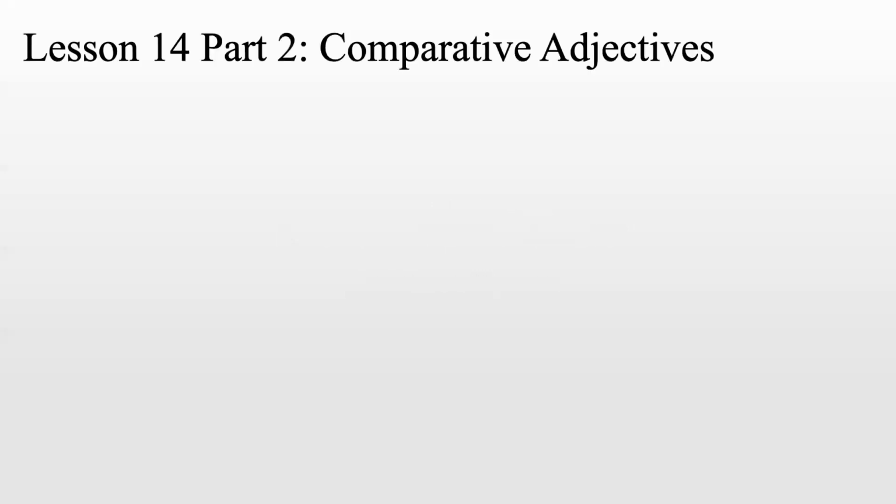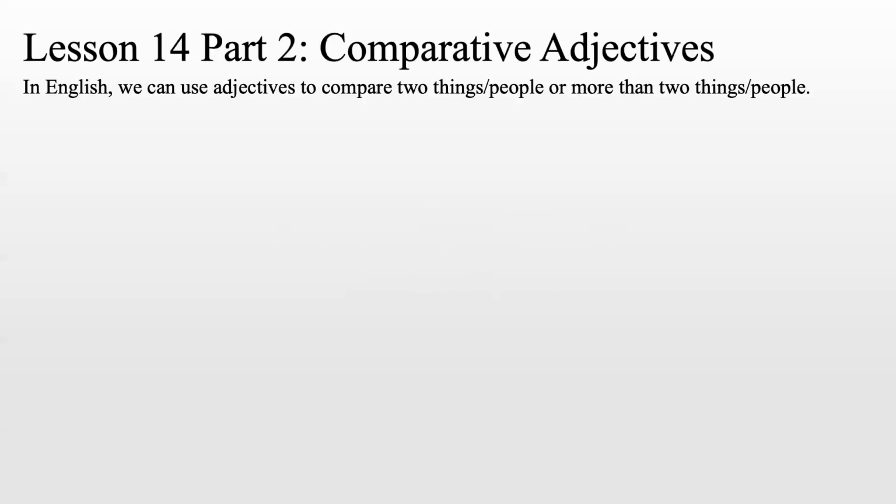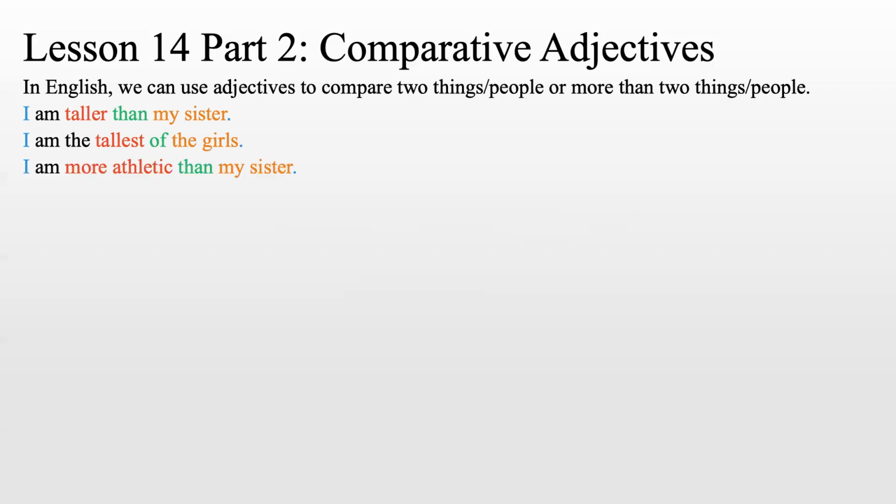If you stop and you take a good look at it, you'll understand exactly what is happening. All right, in English, we use adjectives to compare two things or people, or more than two things or people. Hopefully you're familiar with that part at least already. So I am taller than my sister, or I am the tallest of the girls. I am more athletic than my sister. I am the most athletic of the girls.